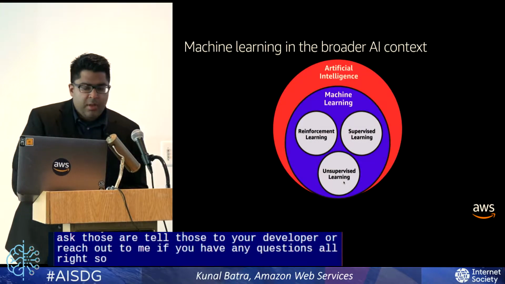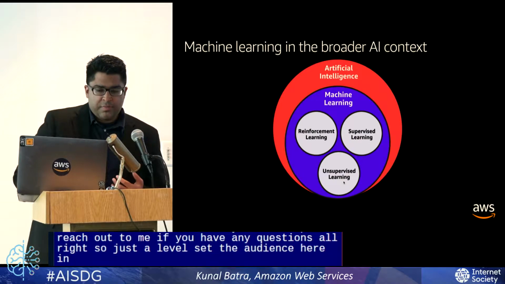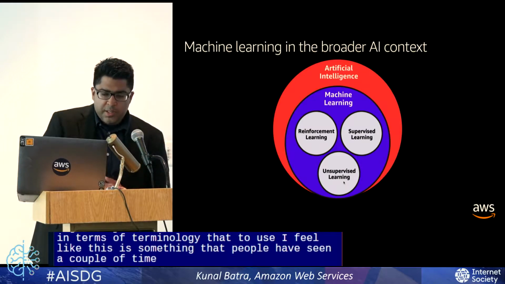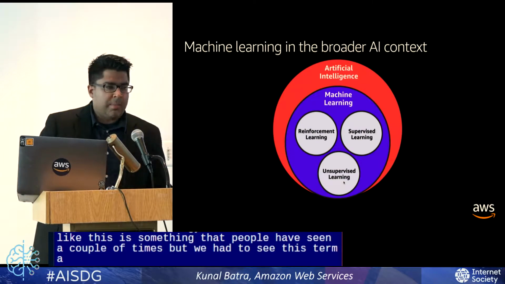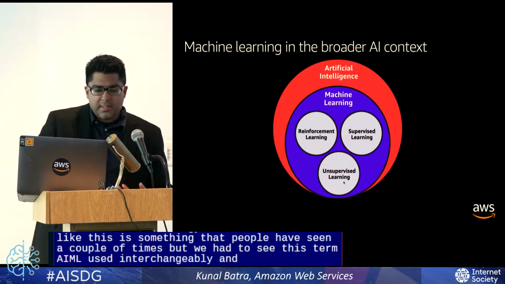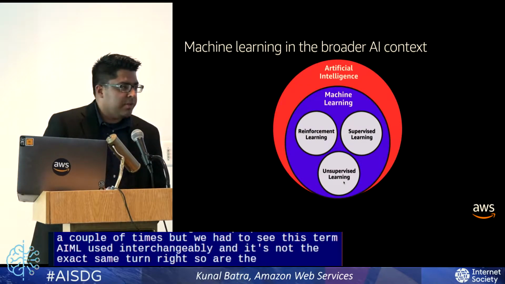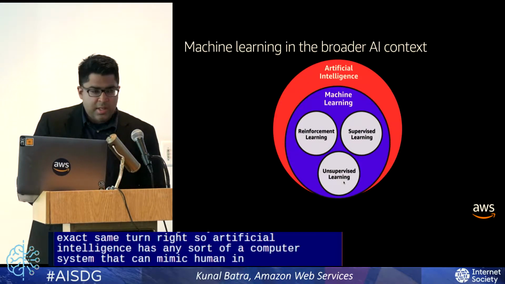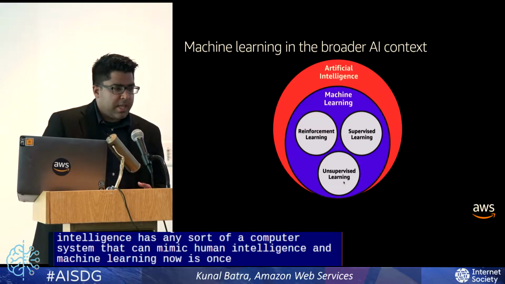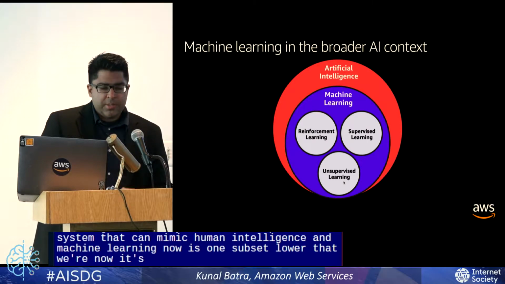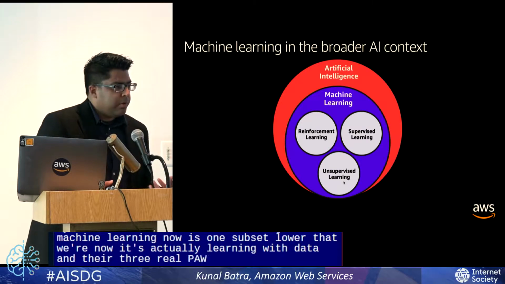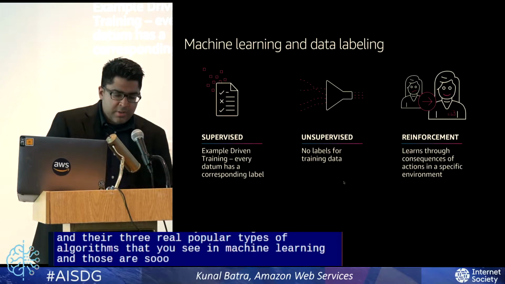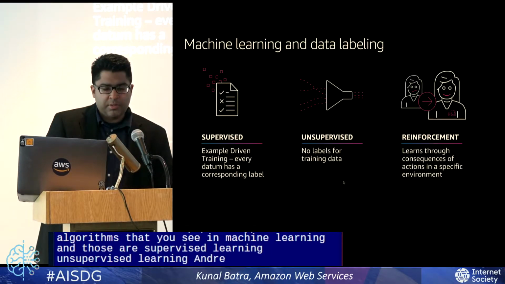All right, so just to level set the audience in terms of terminology that's used, we tend to see the terms AI and ML used interchangeably, and it's not the exact same term, right? Artificial intelligence is any sort of computer system that can mimic human intelligence. And machine learning is one subset lower of that, where it's actually learning with data. There are three really popular types of algorithms that you see in machine learning: supervised learning, unsupervised learning, and reinforcement learning.